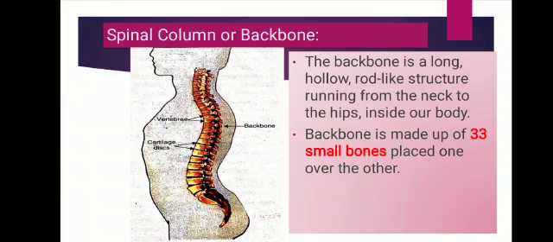And one more thing, there is a hollow center inside the backbone, and the spinal cord. Spinal cord means the main nerve from the brain. It passes inside the hollow cavity of the backbone. So the functions of backbone are: backbone provides main support to the body, backbone supports the head at its top, it attaches shoulder bone, ribs and hip bones, and it also protects the spinal cord. Clear? Now next is about rib cage.